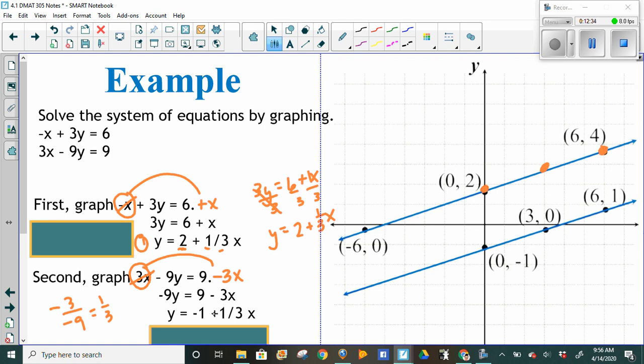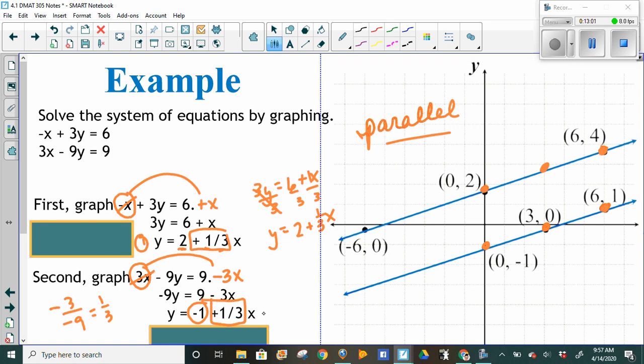And then this one here, you're going to start at negative 1. And you're going to rise 1, run 3. So what you see is that these are parallel lines. And if you'll notice, their slopes are the same.